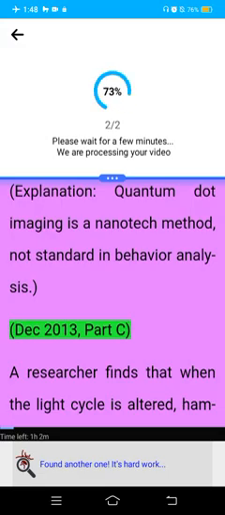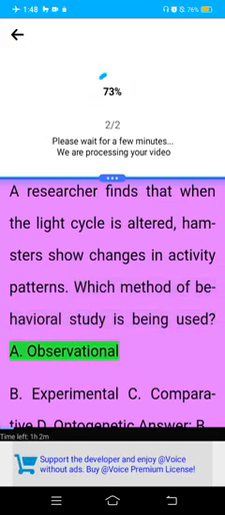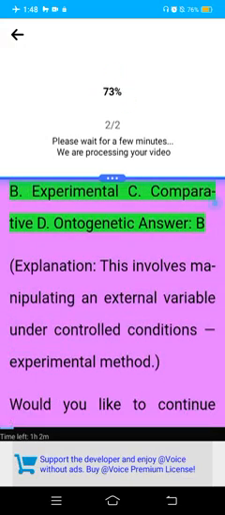December 2013, Part C. A researcher finds that when the life cycle is altered, hamsters show changes in activity patterns. Which method of behavioral study is being used? A. Observational. B. Experimental. C. Comparative. D. Ontogenetic. Answer, B.